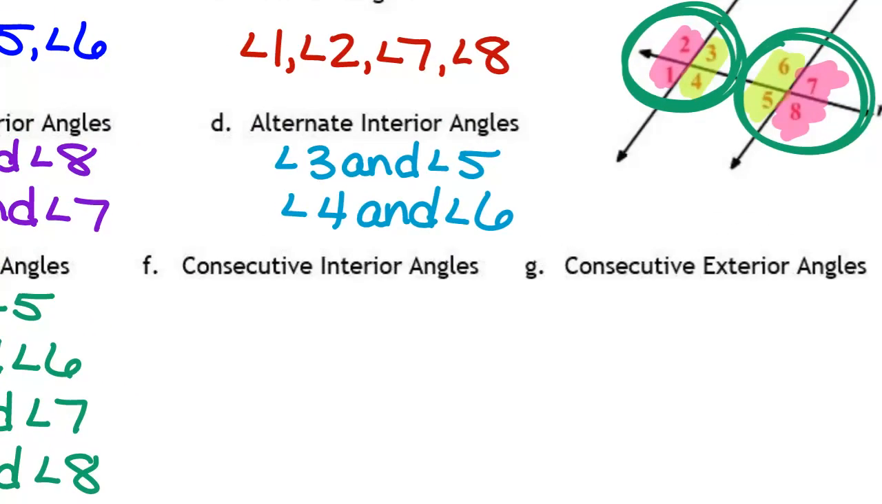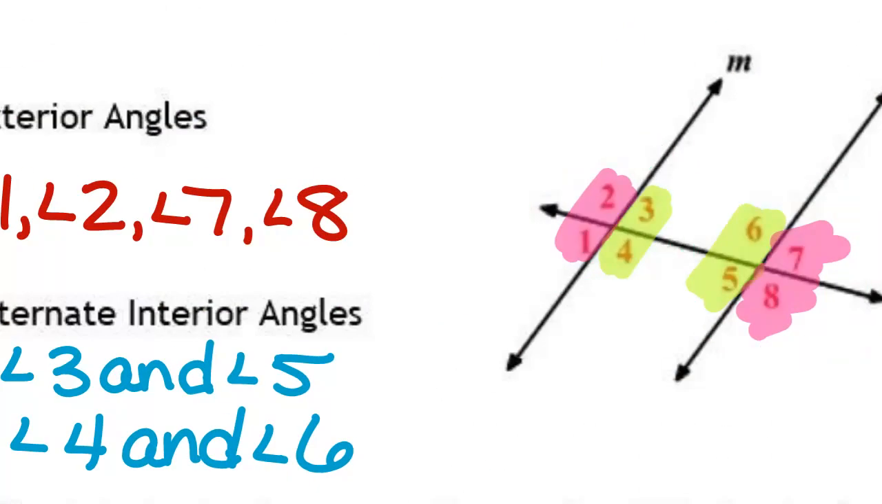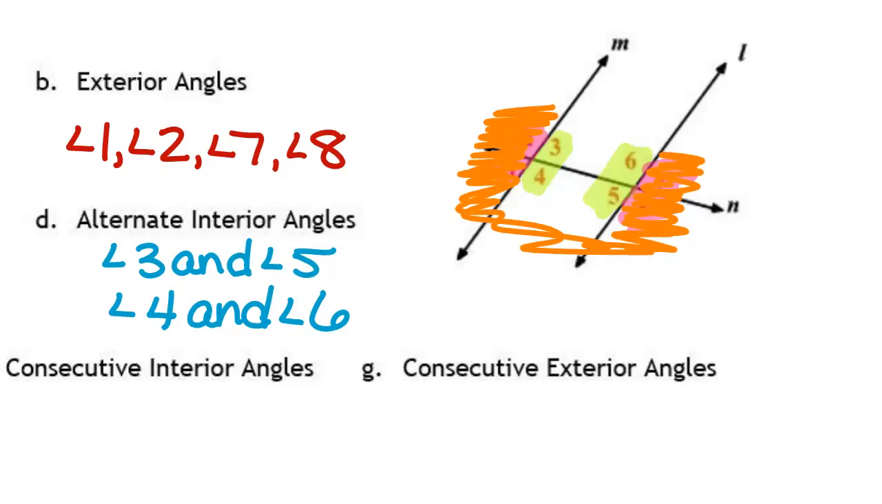We've got 2 more to go. We have consecutive interior and consecutive exterior. Consecutive means same side of the transversal. And for part F, we're going to do just the interior angles. So I don't care about any of these outside angles here. So we're only looking at 3, 4, 5, and 6. And I want ones that are on the same side of the transversal. So give me a pair of consecutive interior angles.